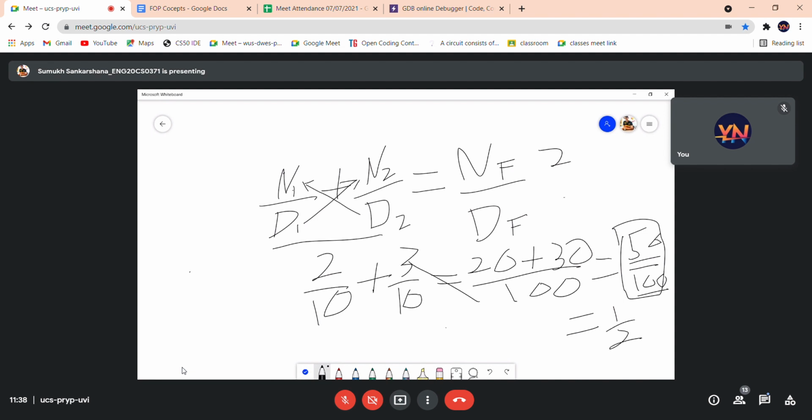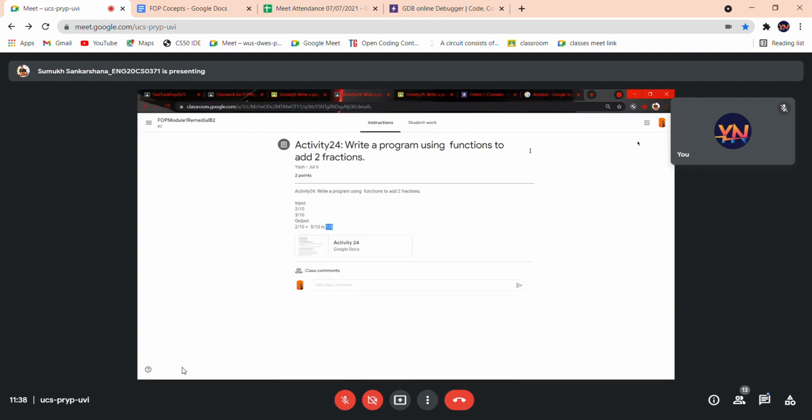Did you guys understand the concept? Did you get the logic, or do you want me to explain it again? Any doubts on how to go on with the logic of this code? Anyone?